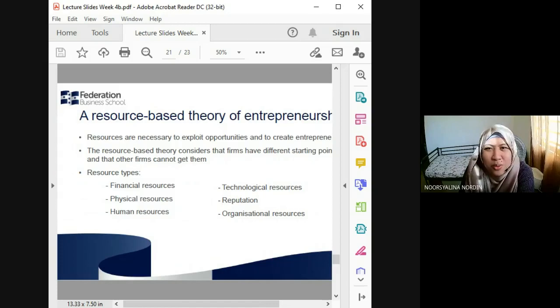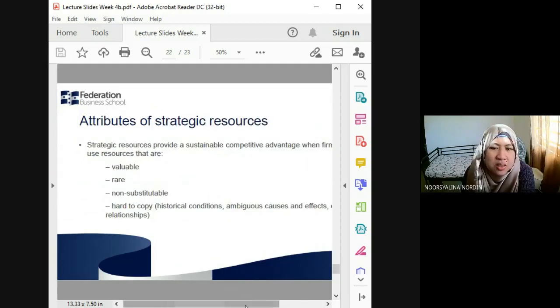Okay, I don't want to mention further. Financial, of course, is about the money. The physical resources, maybe machinery. Okay, and human resources is about your workers, your employees. Technological resources can also be technology, maybe using software, machineries also. Reputation is about the image of the company, and organizational resources, for example, how you lead and manage your company organization itself.